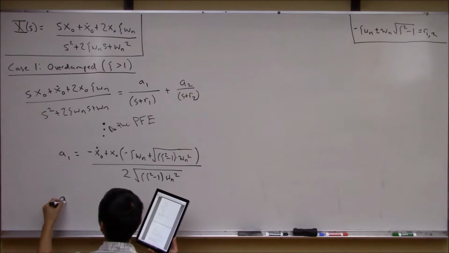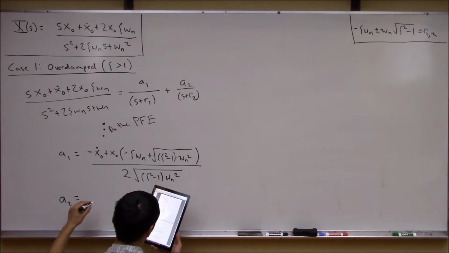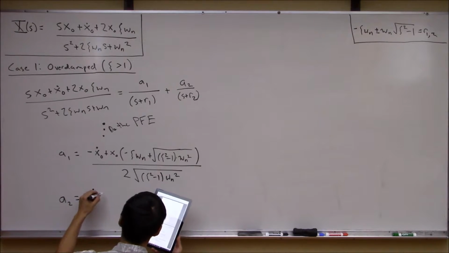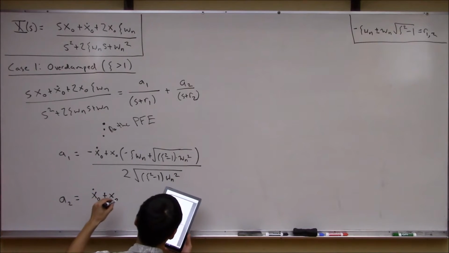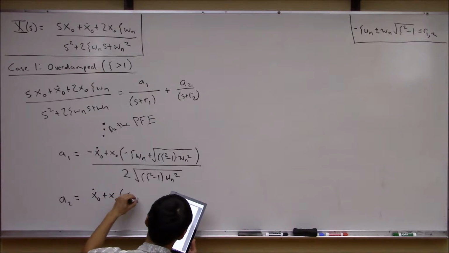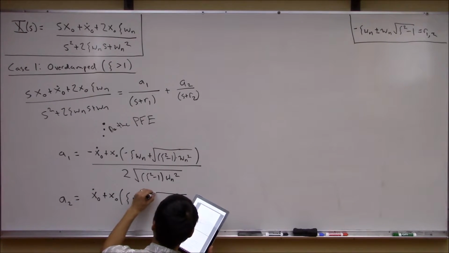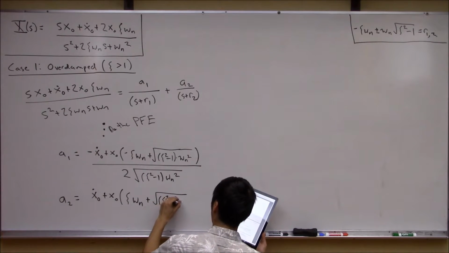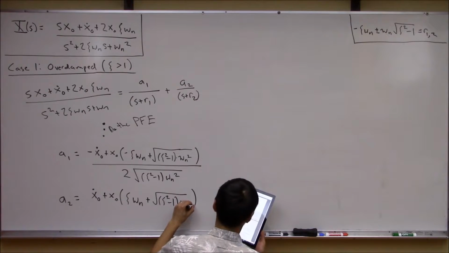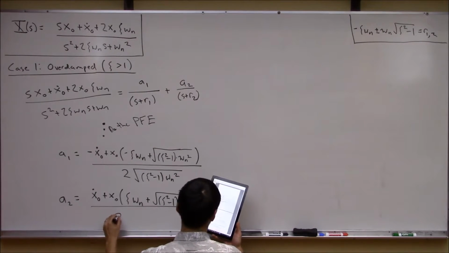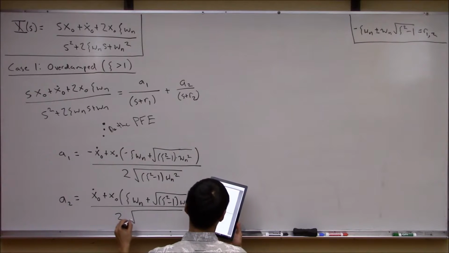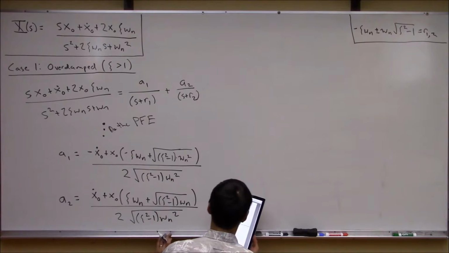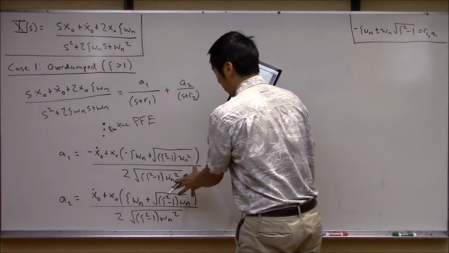And similarly, A2 is going to look kind of just as ugly. So this is positive x dot 0 plus x0 times the quantity zeta omega n plus square root of zeta squared minus 1 times omega n. This is the numerator, all over 2 times radical of zeta squared minus 1 omega n squared. Okay, yuck. Okay, that's fine.